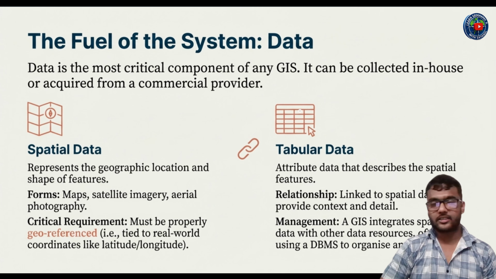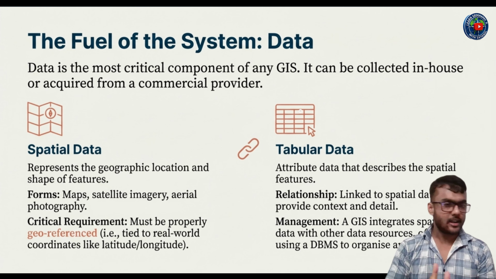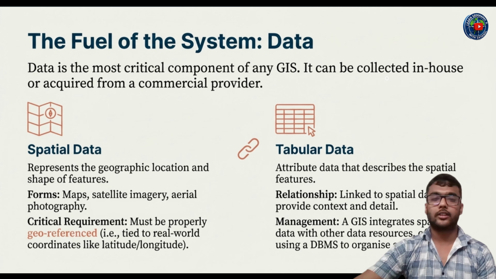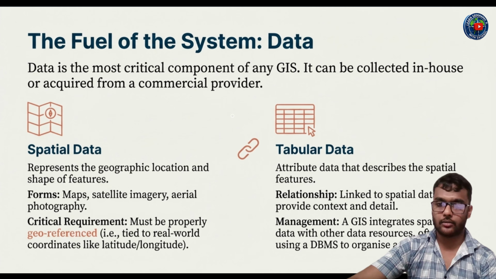Okay, the fuel of the system: data. There are 2 types of data: spatial data and tabular data. Data is the most critical component of any GIS. It can be collected in-house or acquired from a commercial provider.